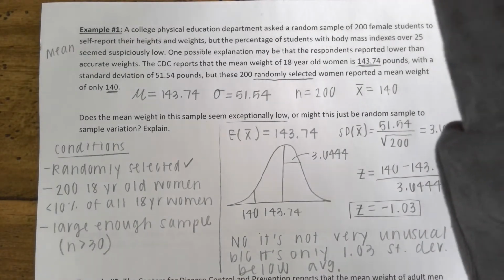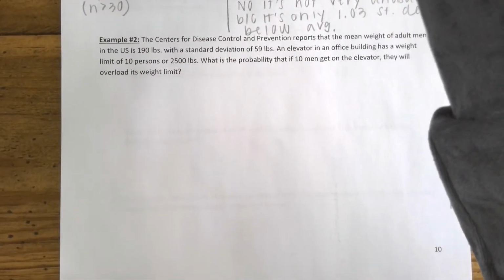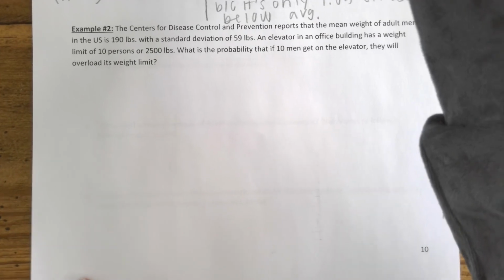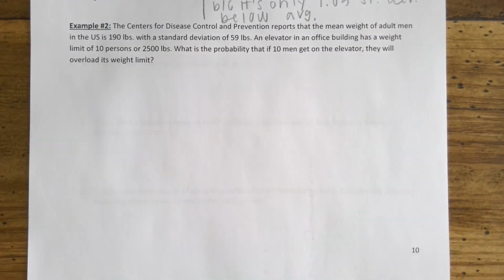All right, let's take a look at another example here. Okay, example 2 says the Center for Disease Control and Prevention reports that the mean weight of adult men in the U.S. is 190 pounds with a standard deviation of 59 pounds. An elevator in an office building has a weight limit of 10 persons or 2,500 pounds. What is the probability that if 10 men get on the elevator, they will overload its weight limit?